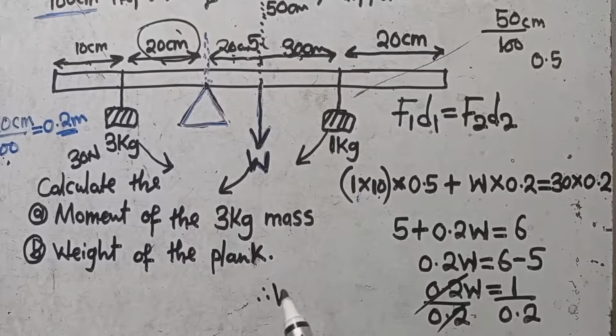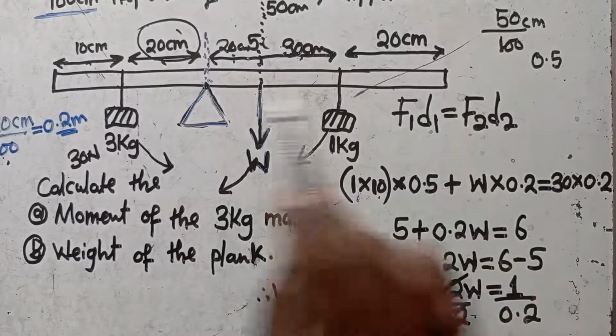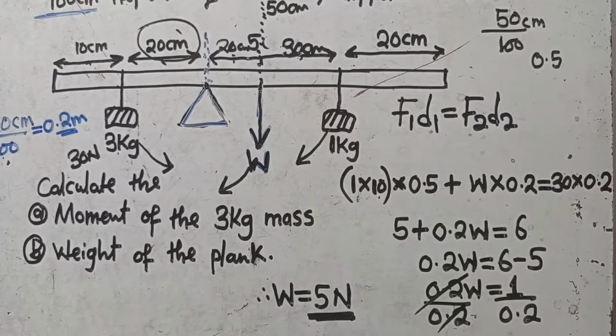I will just say, therefore, W is equal to 1 divided by 0.2. I'm going to get 5. Then I just say newtons. So this is the weight of the what? Of the plank. This one. This is how you get to answer questions in an exam, just like this.